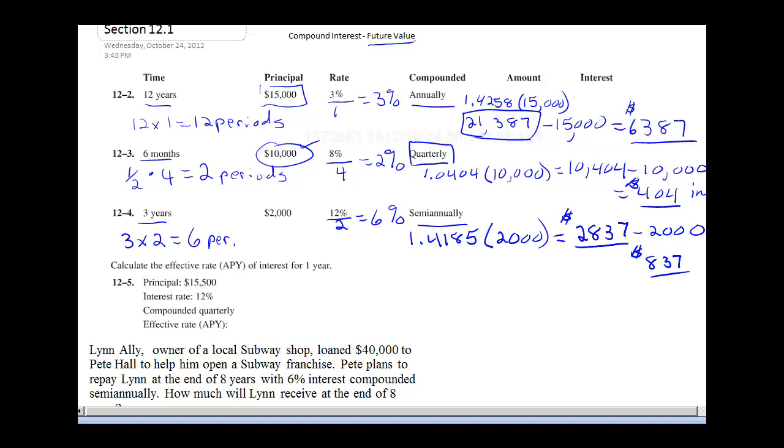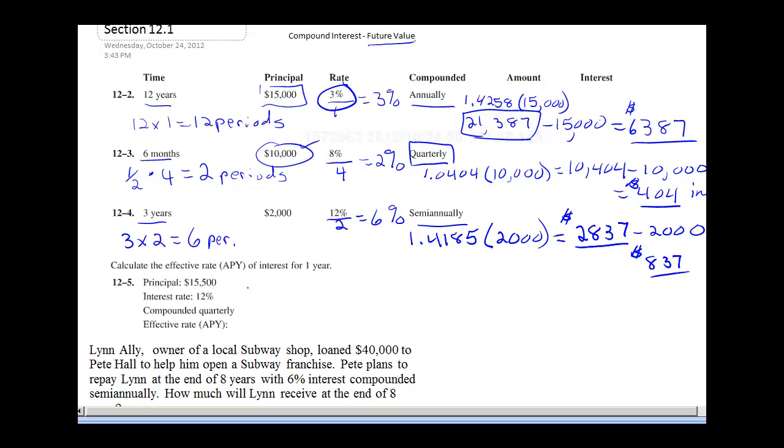Now this next problem wants you to calculate the effective rate, which they call APY, of interest for 1 year. The reason we do effective rates with compound interest is that you're earning interest on interest. So in a problem like the one up here where you had 3% annual interest, you actually will be earning a little more than 3% because you're going to earn interest on the interest. So every year the principal is going to be a little bit different. There are 2 ways to work this problem.